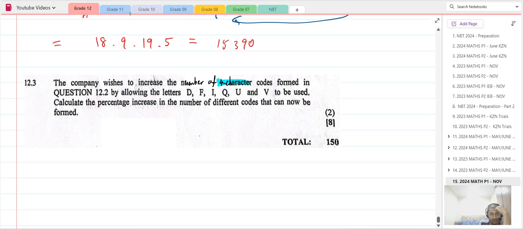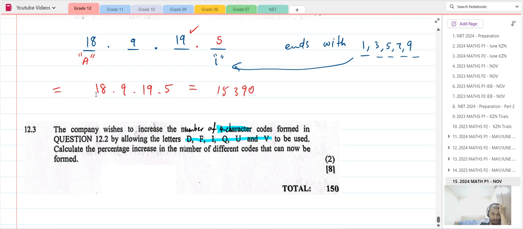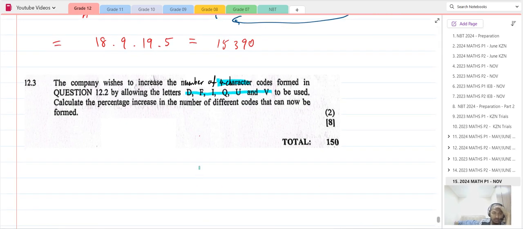The company wishes to increase the number of 4-character codes formed in question 12.2 by allowing the letters D, F, I, Q, U, and V to be used. Calculate the percentage increase in the number of different codes that can now be formed. So same problem, right? So we can use those, so just minus 2 there then. So new, you're going to minus 2. So we're going to have 24.